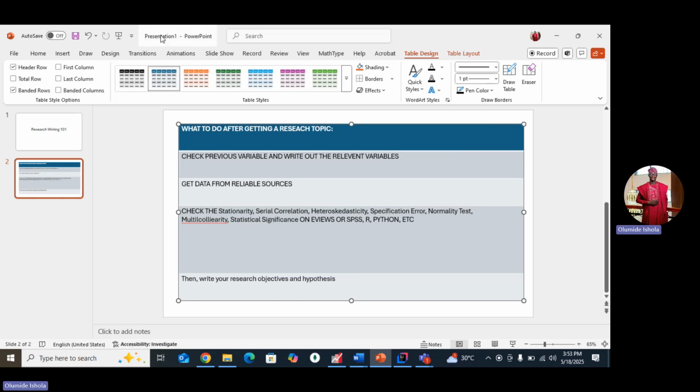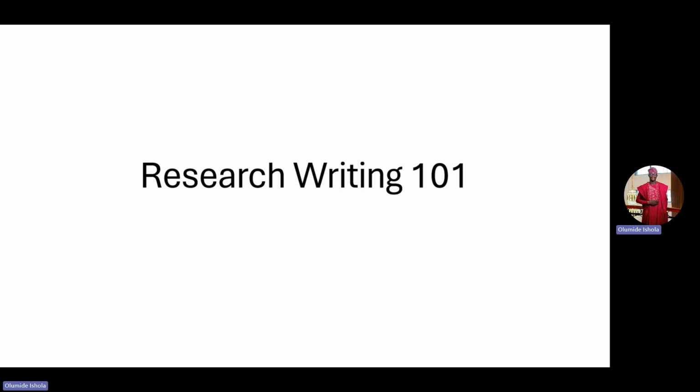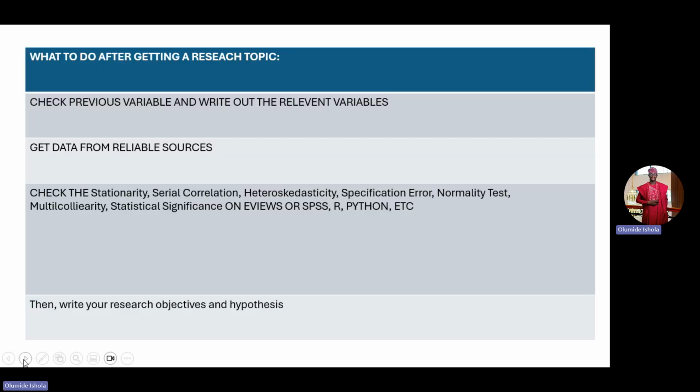First of all, what needs to be done here is writing. Like I said, I just named it Research Writing 101. Now I've labeled what we have to do here so that we can see. So the first thing we have to do.